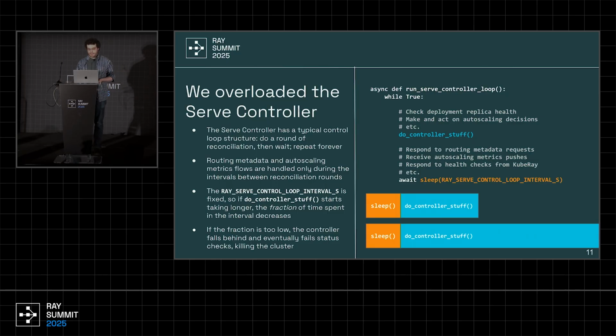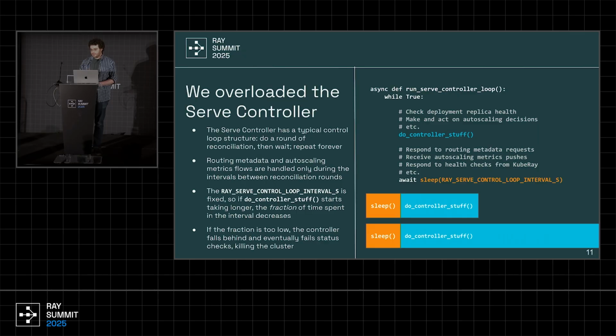The Serve controller has a pretty typical control loop structure. There's a big while true loop, and inside that loop there are two phases. The first phase is that you do your controller stuff. These are the actual reconciliation actions that the controller is going to take. In the case of Serve, that's things like checking on replica health, so that it knows which replicas are healthy and can tell people to route to them. It's also making and acting on autoscaling decisions. It's having all this autoscaling information sent to it, but at some point it has to actually process that information, make autoscaling decisions, and then use the Ray Core API to make or destroy actors.